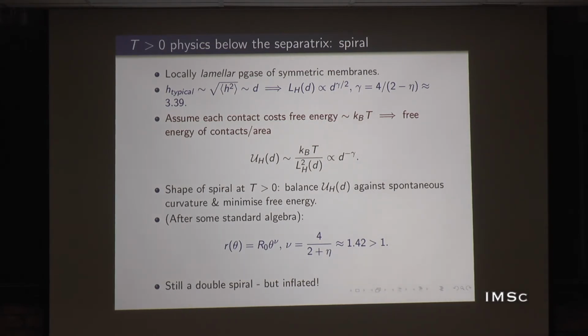After some algebra, you get yet another spiral with an exponent of about 1.42, which is larger than 1, as it should be, because it is a swelled up spiral. It is a spiral which we did not find in physics before. So it is still a double spiral. It will be double for the same reason as it is a double spiral at t equal to 0, but it is a swelled up double spiral. It will look much bigger.